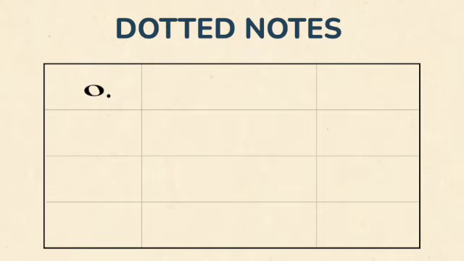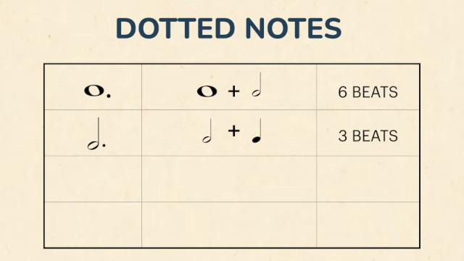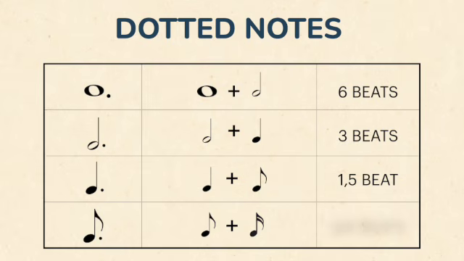Here are the examples. A dotted whole note equals a whole note plus a half note, that's 6 beats. A dotted half note equals a half note plus a quarter note, that makes 3 beats. A dotted quarter note equals a quarter note plus an eighth note, that's 1.5 beats. And finally, a dotted eighth note equals an eighth note plus a 16th note, that's 3/4 of a beat. It's worth noting that the dotted whole note is rarely used in music notation.